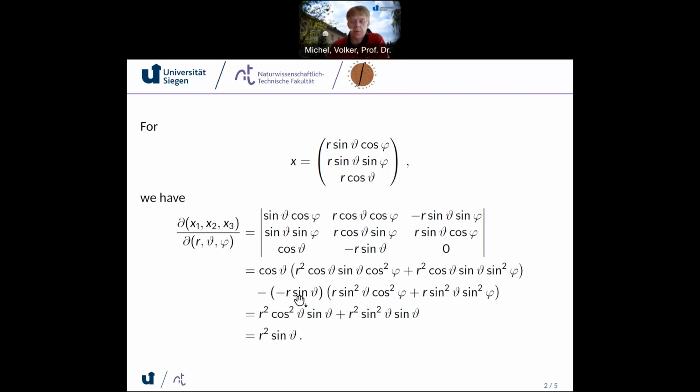And I, on purpose, put the sine theta separately, because now you see that you have a cosine square theta and a sine square theta, which together give you this here as an r square sine theta. So that's, if you're a mathematician and you've seen polar coordinates before, what you've most likely seen as a Jacobian, because that's the typical mathematical way of defining it.